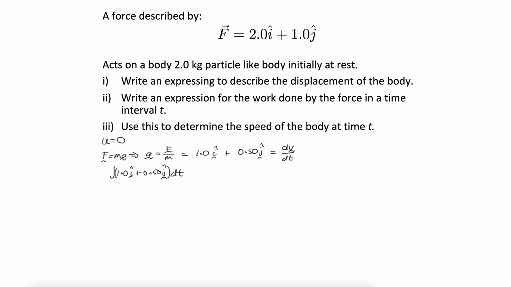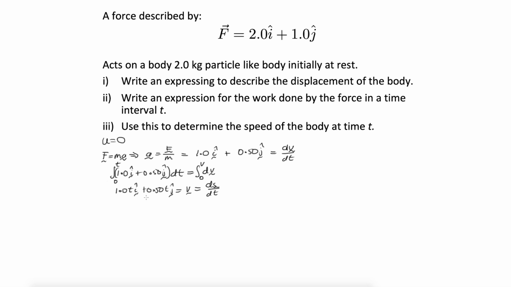dt, going from time 0 to time t, is equal to the integral of dv from u, which we're told it's initially at rest. So this is 0 up to speed v, and so we can write, well, 1.0 ti plus 0.50 tj is equal to v, which we know is equal to ds/dt, the derivative of the displacement.